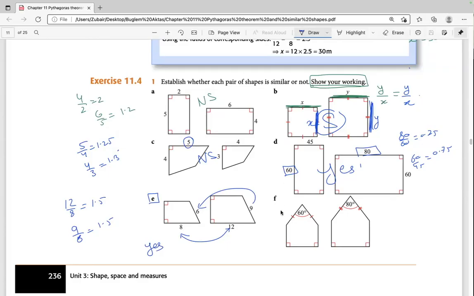What about F part? How will we do that? Can I quickly get water? Sure.